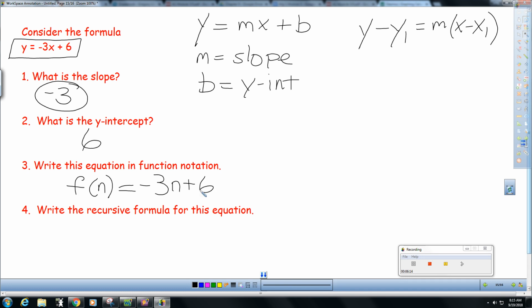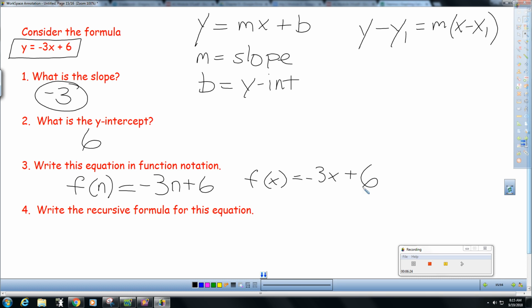plus 6. Now, what if somebody said f of x? Then it would be -3x plus 6. So I just want it. You chose f of n, which was totally fine. Well, then that means our variable needs to be n. If you would have chosen f of x, you could have kept it the same. All good, okay? All right, now the recursive.